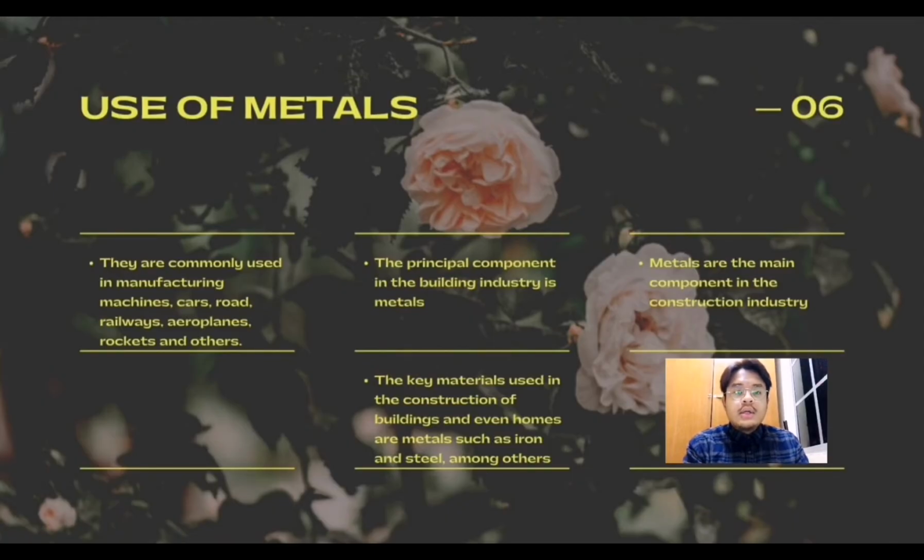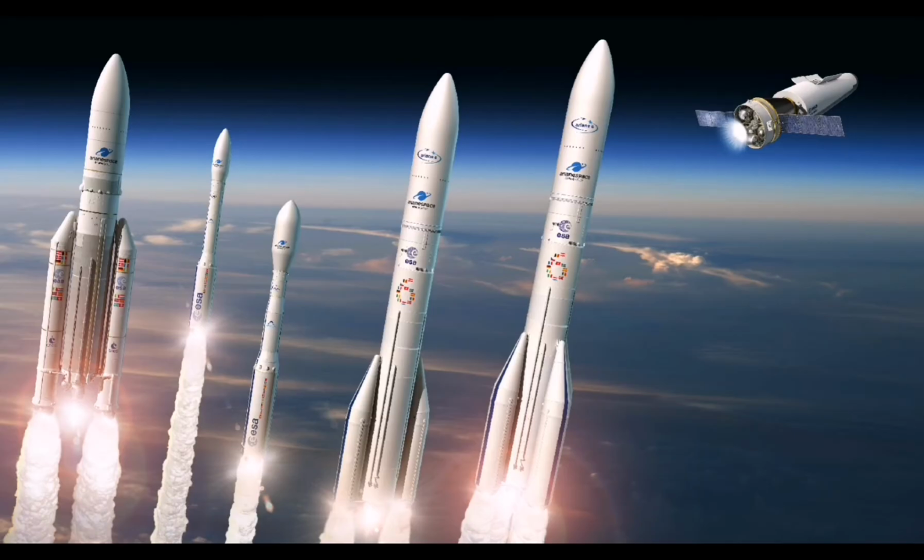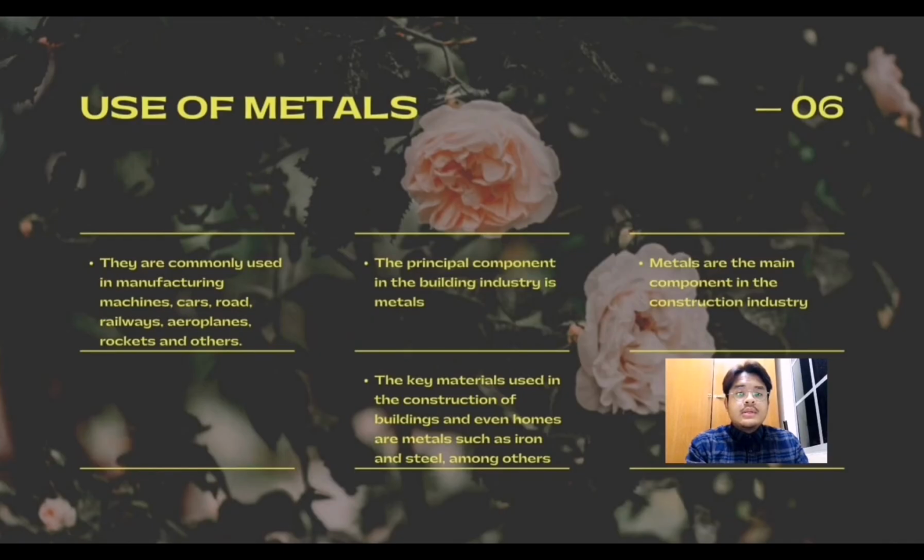Okay, this is another application of metals. Metals are used most commonly worldwide. They are commonly used in manufacturing machines, cars, roads, railways, aeroplanes, rockets, and others. The principal components in the building industry are metals. Metals are the main component in the construction industry. The key materials used in the construction of buildings and even homes are metals such as iron, steel, and among others. The high temperature resistant metals of nature are the most favorable.